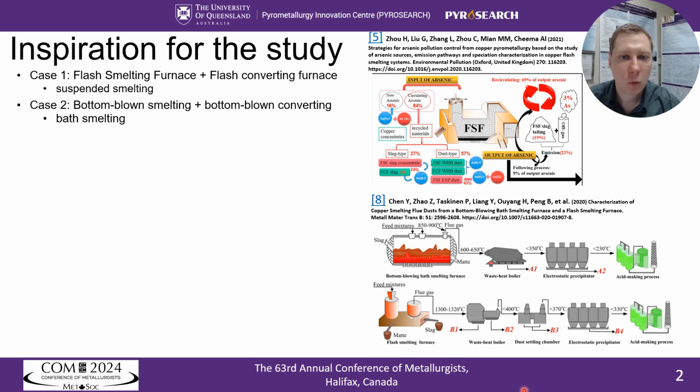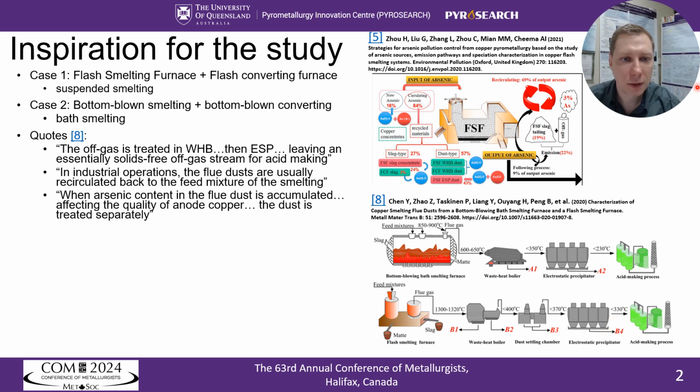In both cases, waste heat boiler and electrostatic precipitator units were used for the gas cleaning, with the samples collected from these units. Some quotes from this study are: the off-gas is treated in waste heat boiler, then ESP, leaving an essentially solids-free off-gas stream for acid making. In industrial operations, the flue dusts are usually recirculated back to the feed mixture of the smelting. Then arsenic content in the flue dust is accumulated, affecting the quality of anode copper. Then the dust is treated separately.